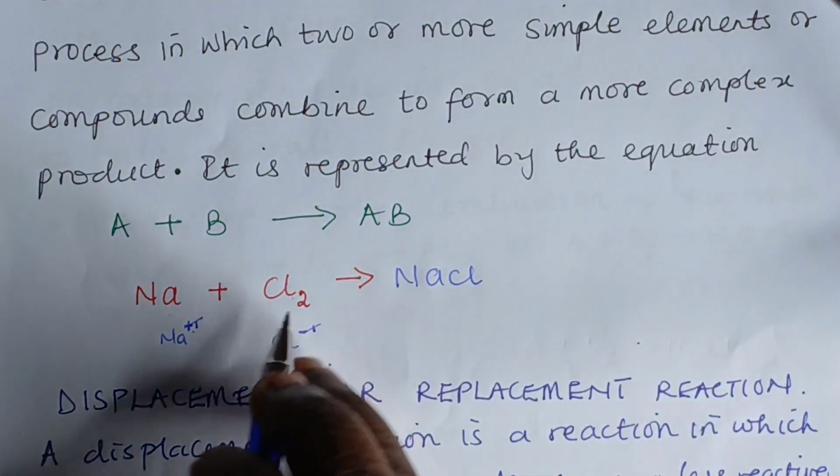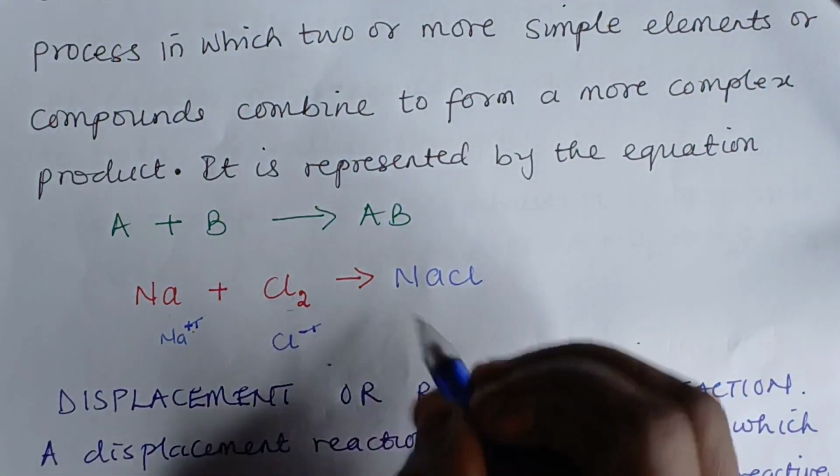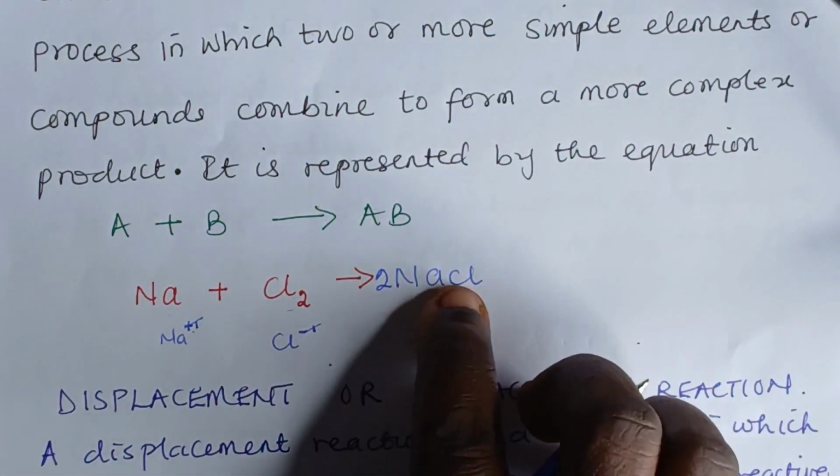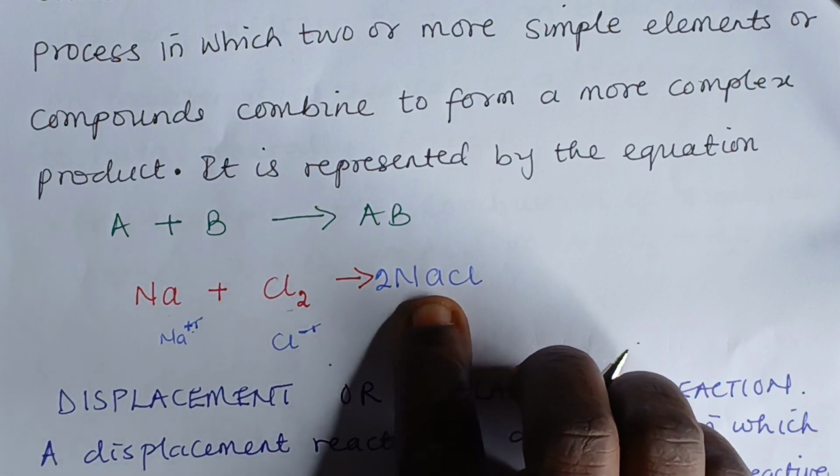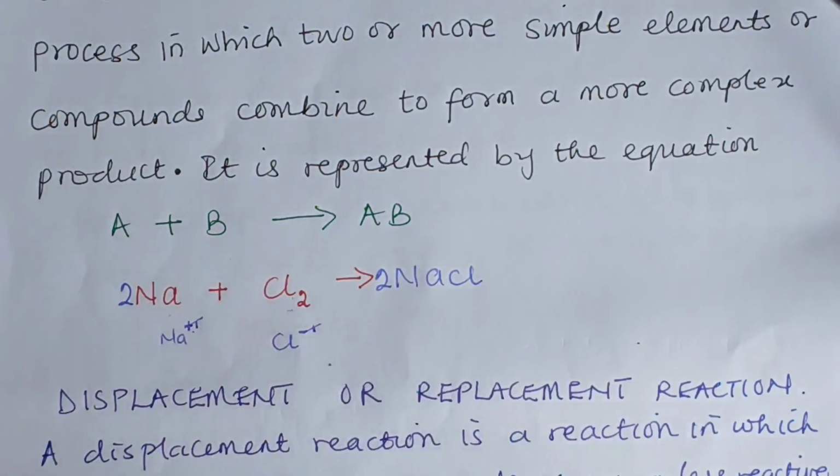So to balance the equation, since we have 2 atoms of chlorine here, we have to add 2 here, making chlorine balanced, but that has affected sodium. So we need to put 2 here to make sodium balanced.